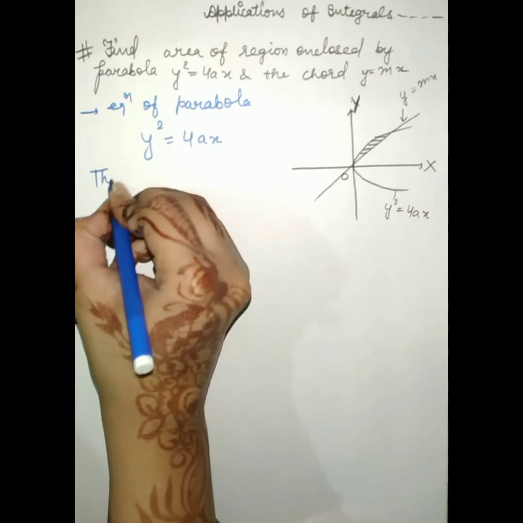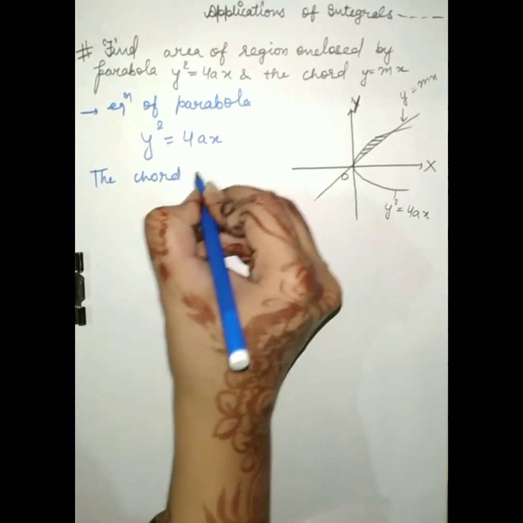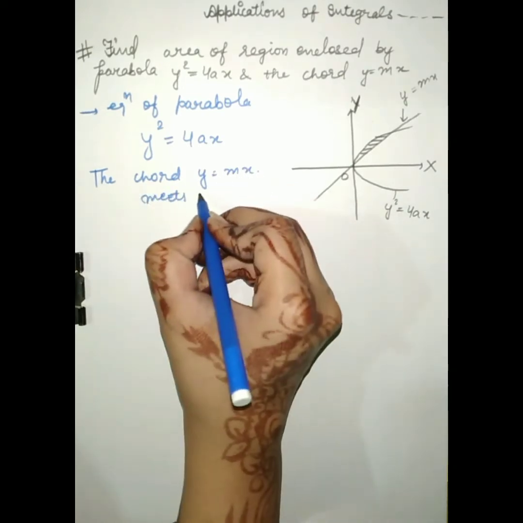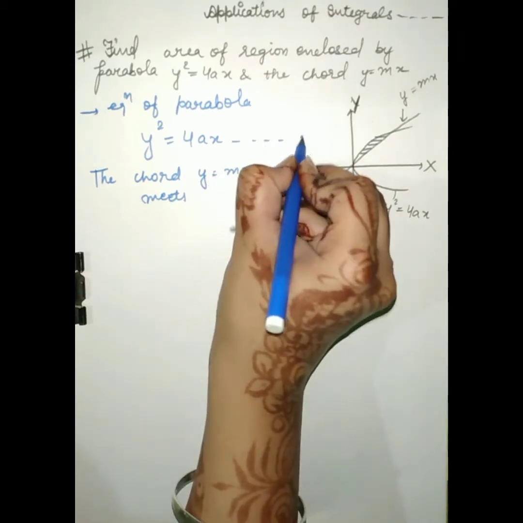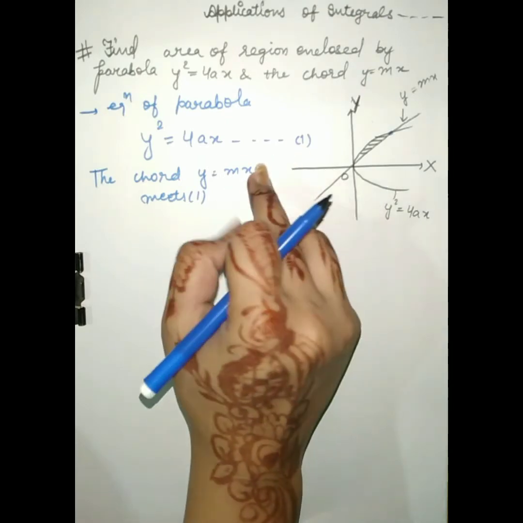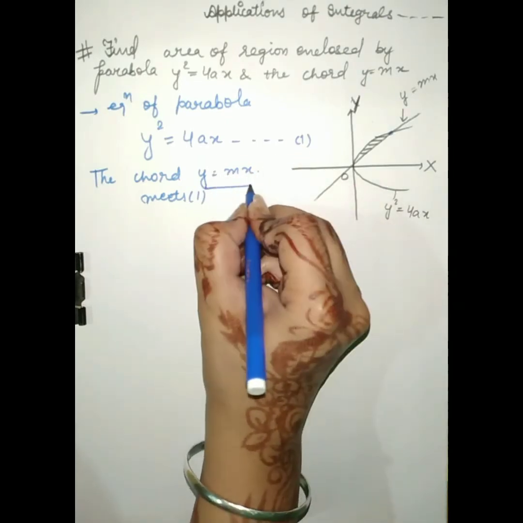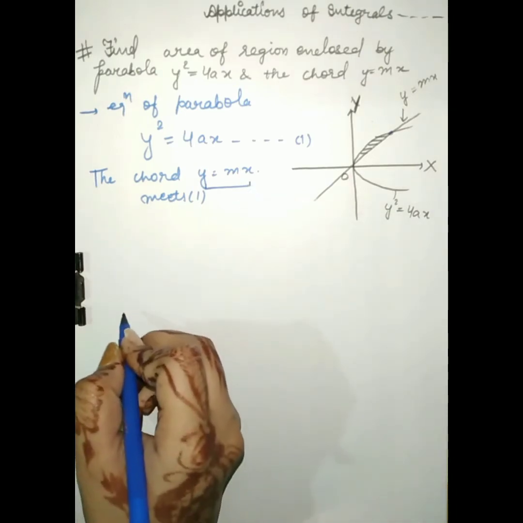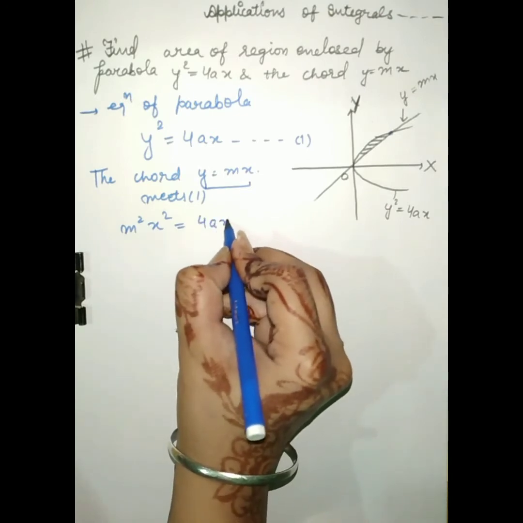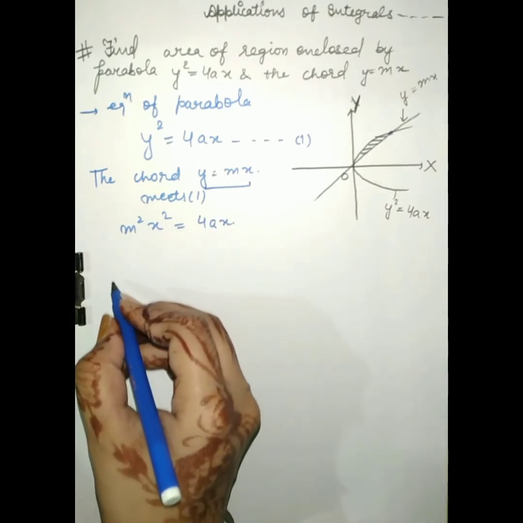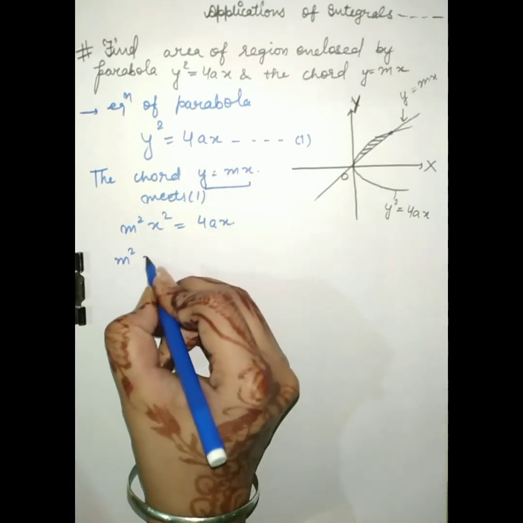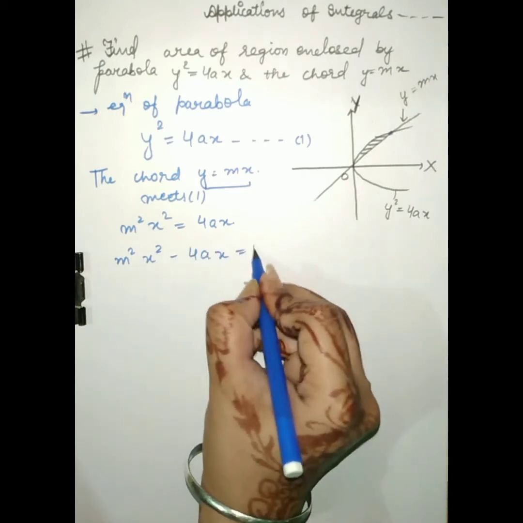So here we write that the chord y equals mx meets the equation number 1, that means it meets the parabola. Now if we put this value of y in equation number 1, then we get m square x square equals 4ax. That means if we take it to this side, we get m square x square minus 4ax equals 0.